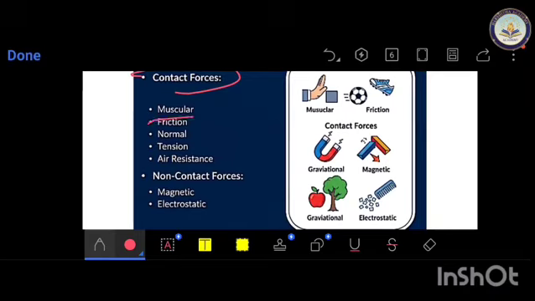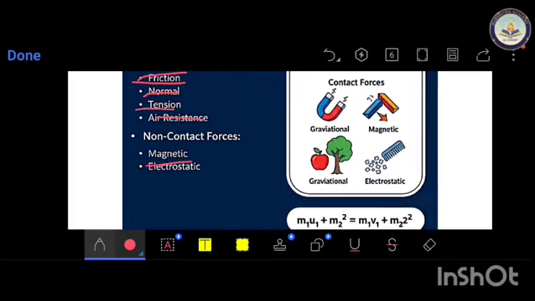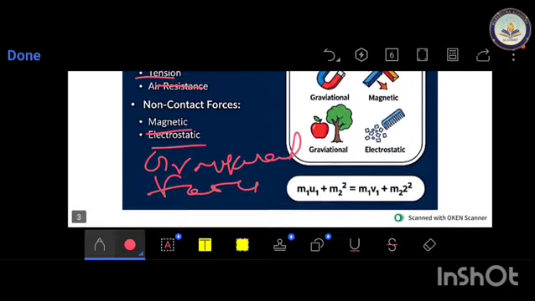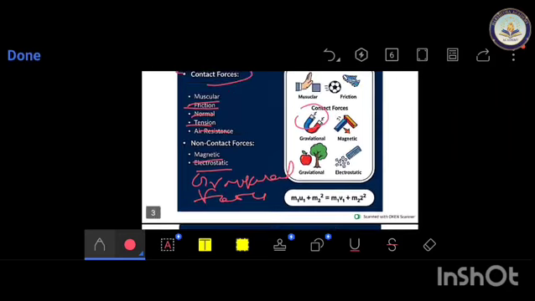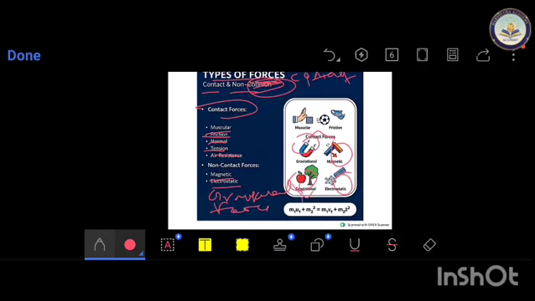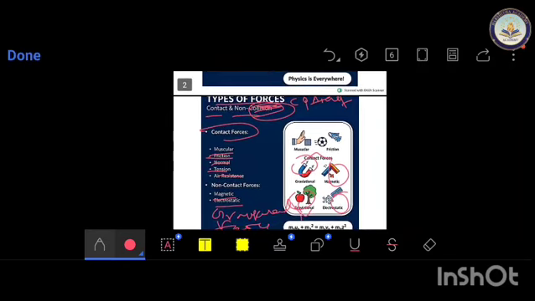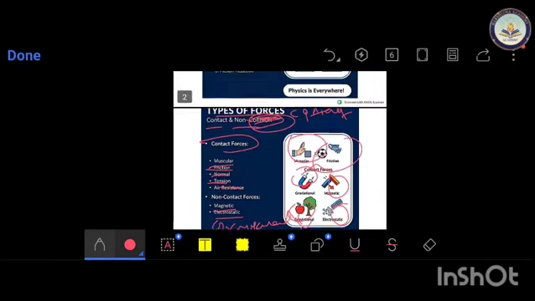Contact forces are muscular force, frictional force, tension force, and air resistance. Non-contact forces are magnetic, electrostatic, and gravitational force. These two are magnetic force. This is electrostatic force. An apple falling down is gravitational force. This is a muscular force, because physical contact is there.